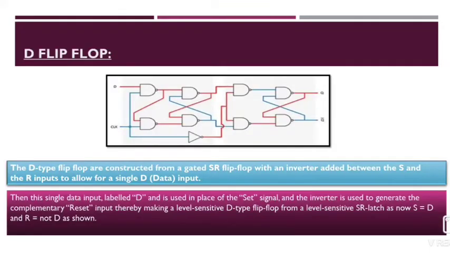D flip-flop. The D-type flip-flop was constructed from a gated SR flip-flop with an inverter added between the S and the R inputs to allow for a single data input. Then the single data input, labeled D, is used in place of the set signal, and the inverter is used to generate the complementary reset input, thereby making a level sensitive D-type flip-flop from a level sensitive SR latch, as now S equal to D and R equal to not D as shown.